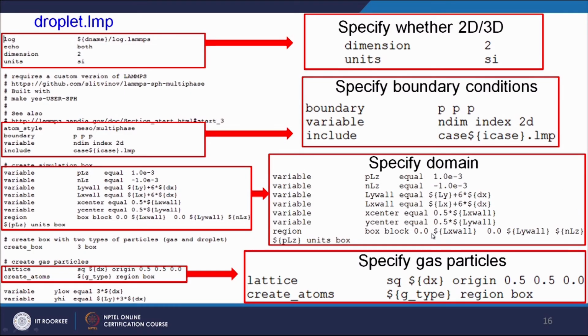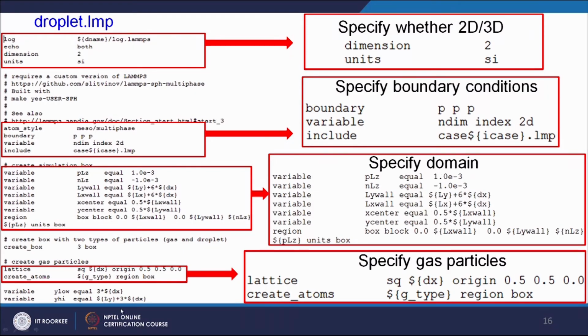X center and y center are the center location of the drop. There we have given 0.5 into Lx wall and 0.5 into Ly wall. Lx wall and Ly wall we have already defined. Then let us create a region with a box, which is a 2-dimensional box starting from 0 to Lx wall, 0 to Ly wall, and in the z direction starting from NLZ to PLZ. As it is a 2-dimensional problem, that width will be very small.